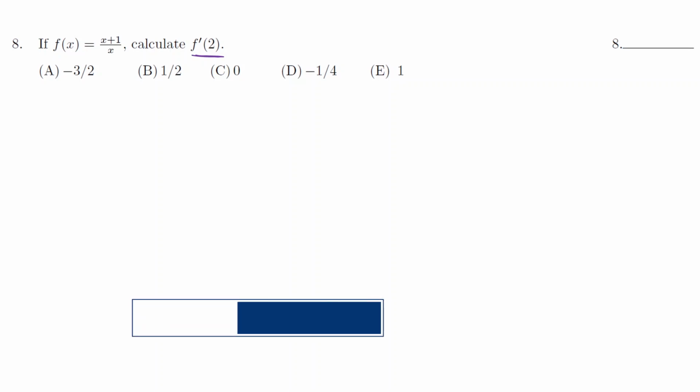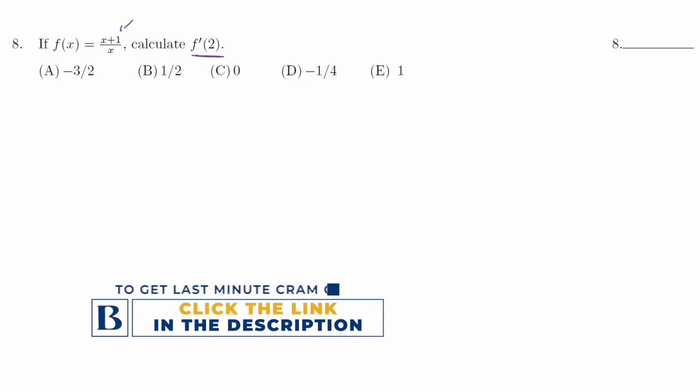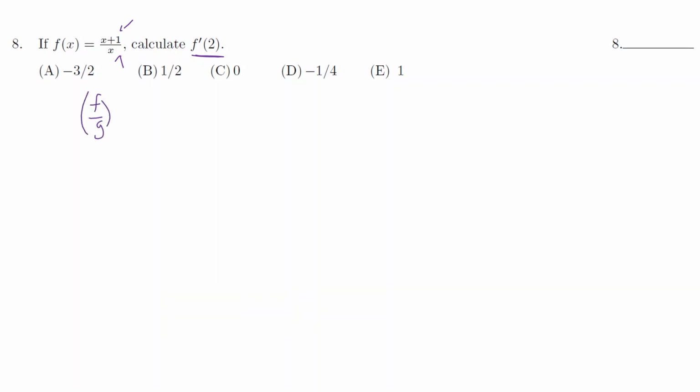The quotient rule goes like this. Why is it quotient? You have one thing divided by another thing. So if you have f over g prime, that thing is equal to f prime g minus f g prime over g squared. All right? So for that, we have to identify f equal x plus 1, which is our top, and g is equal to x, which is our bottom. So therefore, f prime is equal to 1, and g prime is equal to 1.